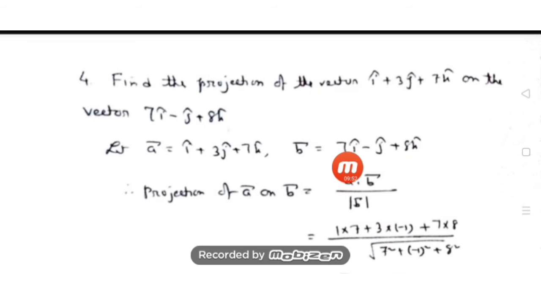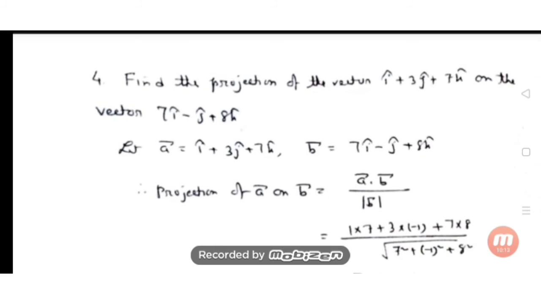1 into 7, because we take the product of the coefficients of i cap, plus the j cap coefficient product 3 into minus 1, plus 7 into 8. Then modulus of b is the square root of the sum of squares of the coefficients of i cap, j cap, k cap, which is 7 square plus minus 1 square plus 8 square.